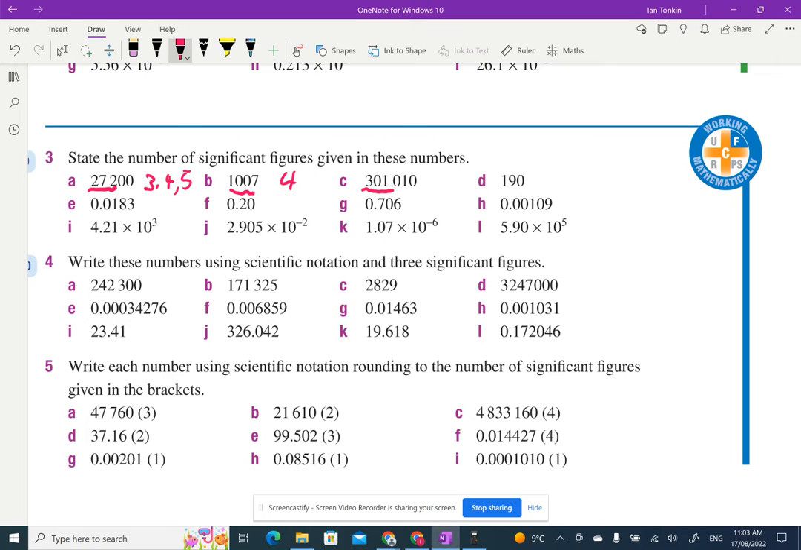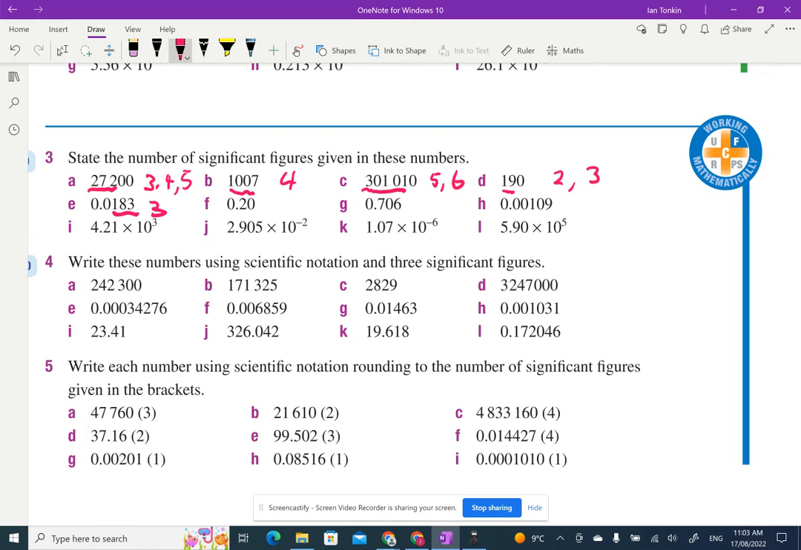In this number here, those first 5 numbers are significant. The last 0, we don't know. So it could be 5 or it could be 6. This one here, those 2 numbers are significant, but we don't know about the 0 at the end. So 2 or 3. Here, those zeros at the front are not significant. They're only there to give place value. So there's only 3 significant figures there.